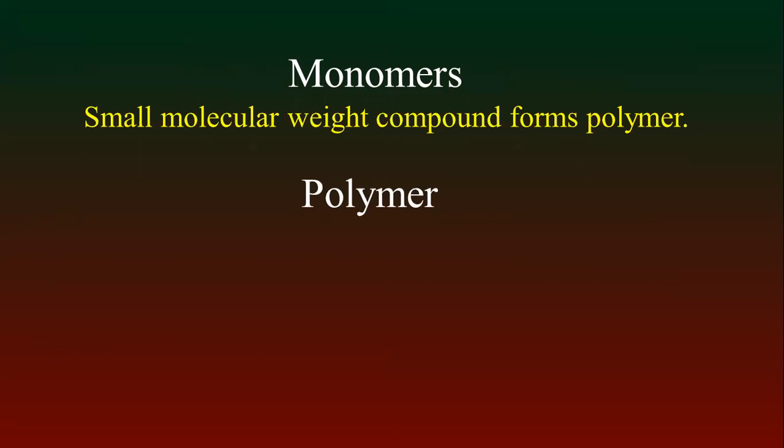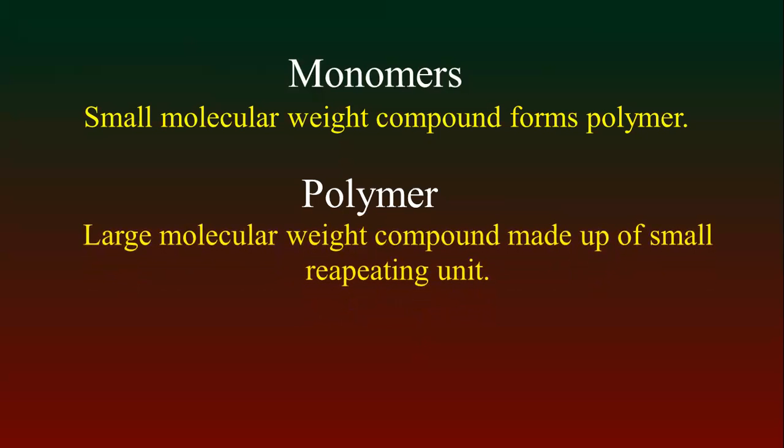And then the concept of polymer. Poly means many and mer means unit. That means polymer means many units or many parts. And the definition is: a large molecular weight compound made up of a small repeating unit is called polymer. Repeating unit is equivalent to monomer.